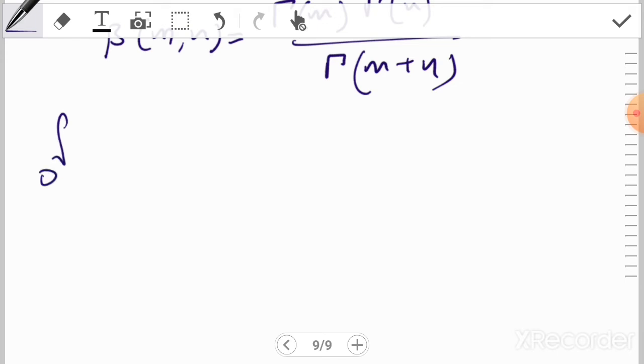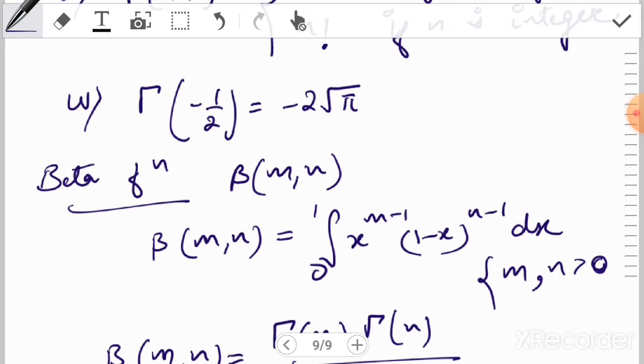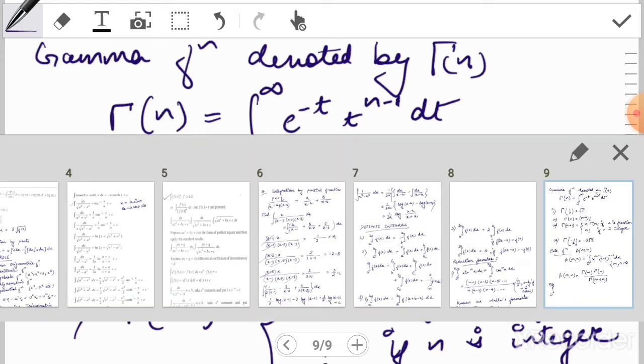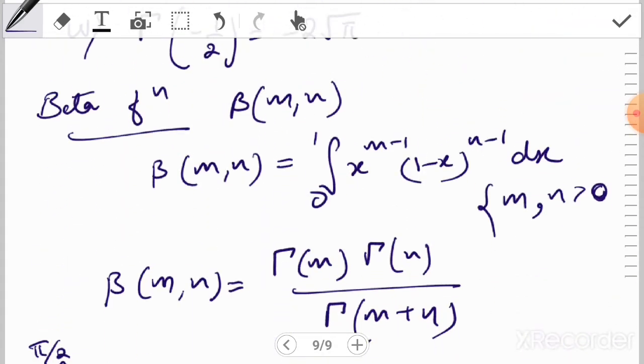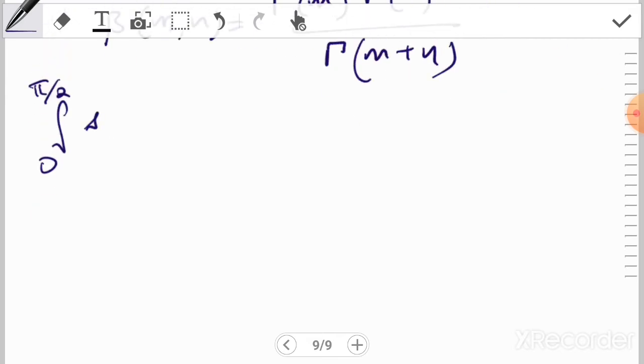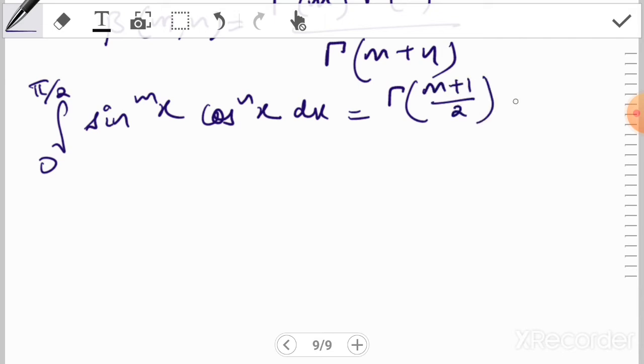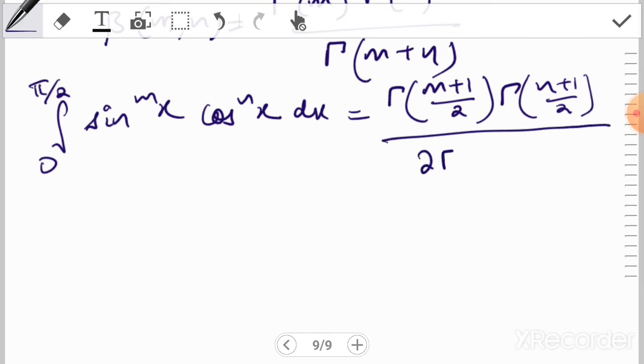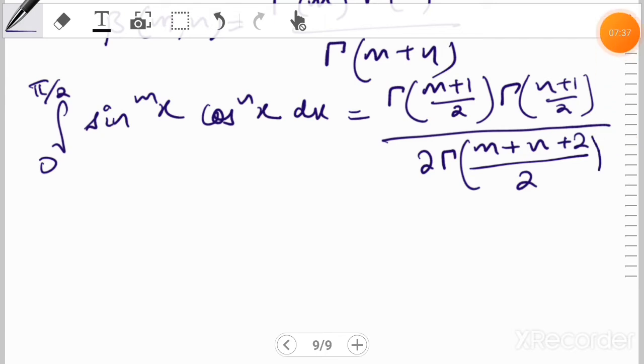Also, using Wallis's formula, you can derive that the integral of sin^m x cos^n x dx from 0 to pi/2 is equal to gamma((m+1)/2) gamma((n+1)/2) whole divided by 2 gamma((m+n+2)/2), right?